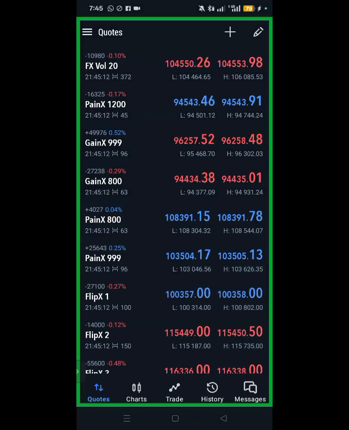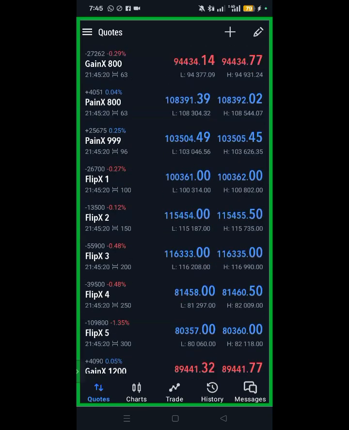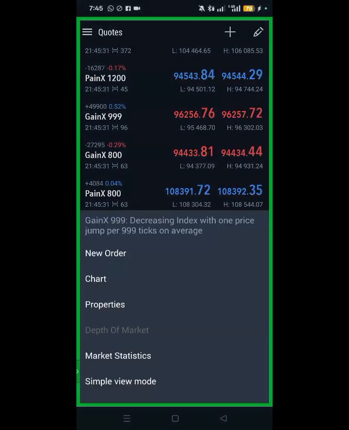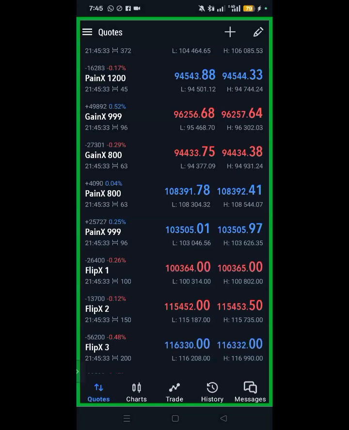The same thing with Gain X. In the category of Gain X, 1200, which is here, will spike less compared to Gain X 999, which is here, and Gain X 999 will spike less compared to Gain X 800.